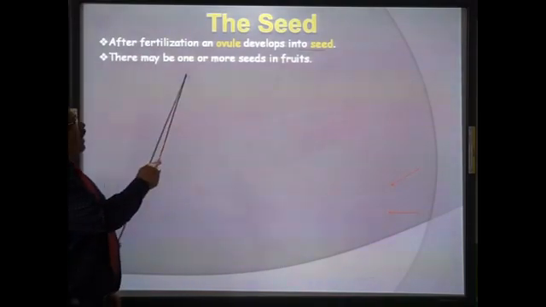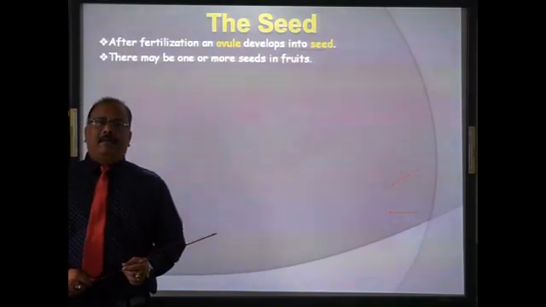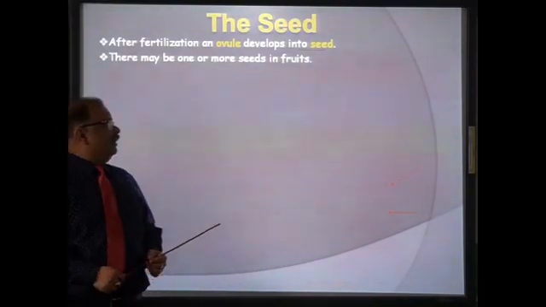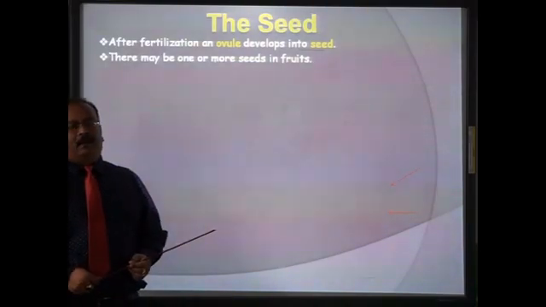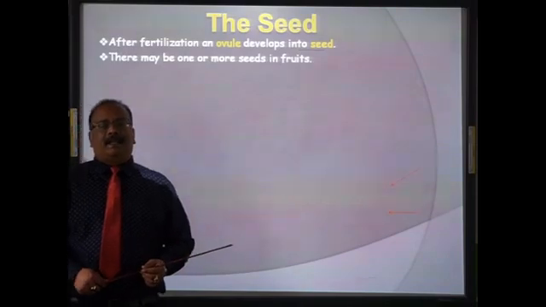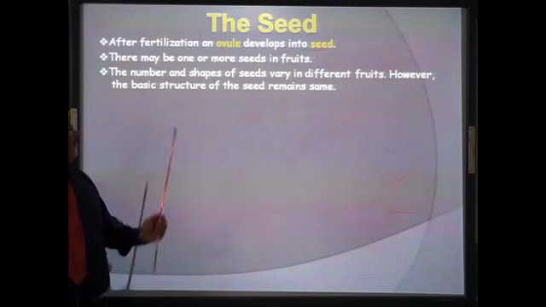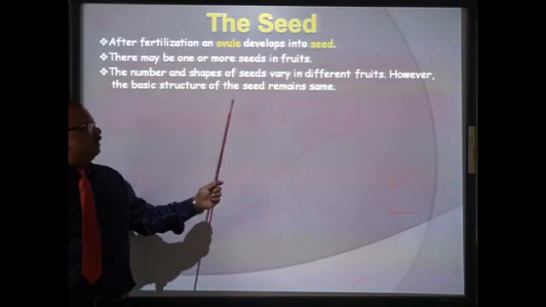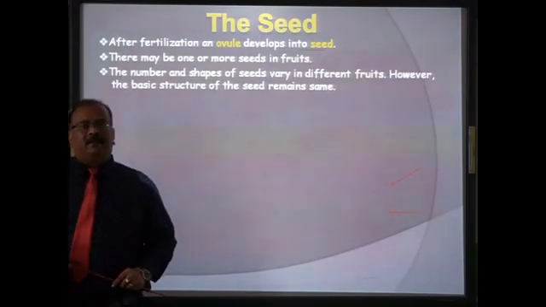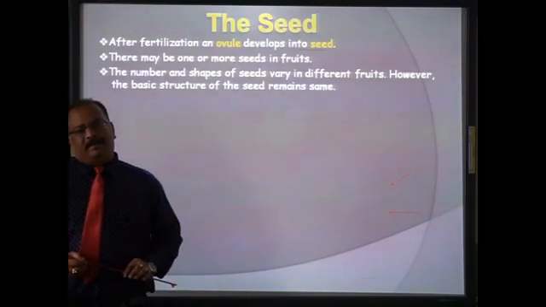There may be one or more seeds in a fruit. If you take the example of mango, you have got only one seed. Take the example of orange, you have got many seeds. So a fruit might contain one seed or many seeds. The number and shapes of the seeds vary in different fruits. However, the basic structure is the same.